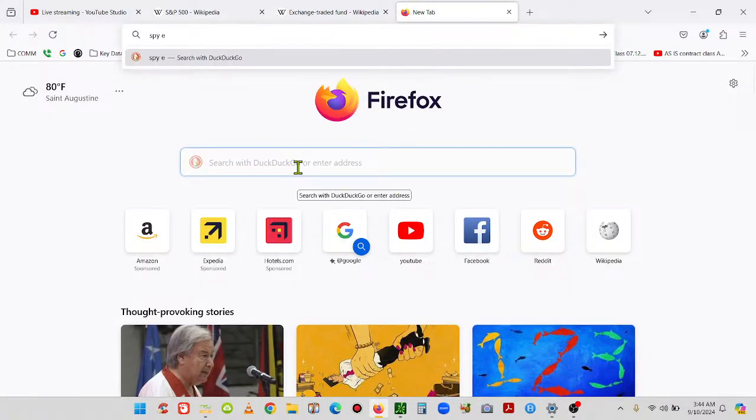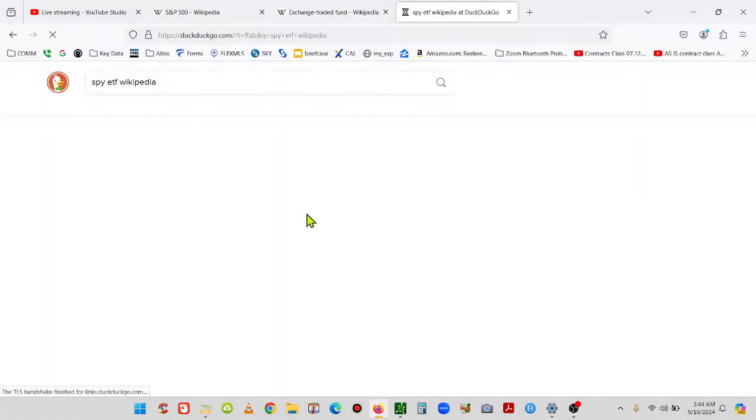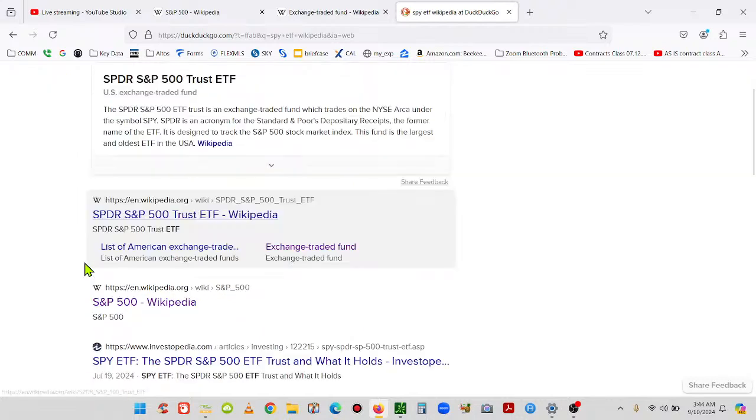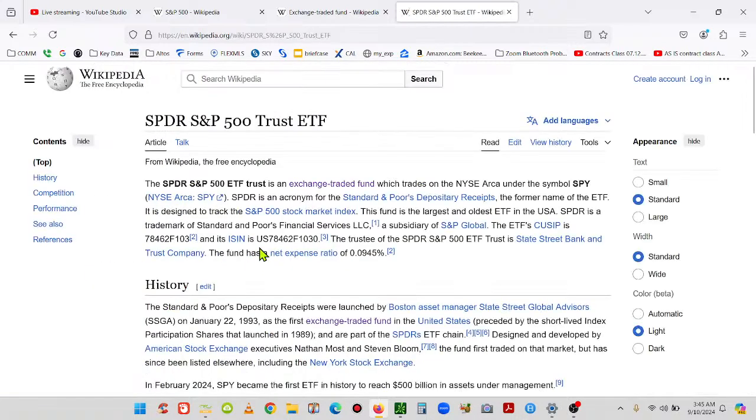SPY ETF, Wikipedia. Let's see if Wikipedia tells us what the SPY is. Maybe it won't. SPY. So is this what we're talking about? Okay, here we are. Right here, SPY, NYSE. All right, so this is very interesting.